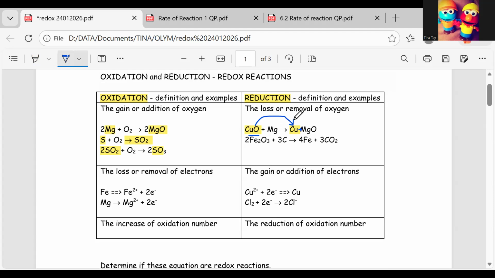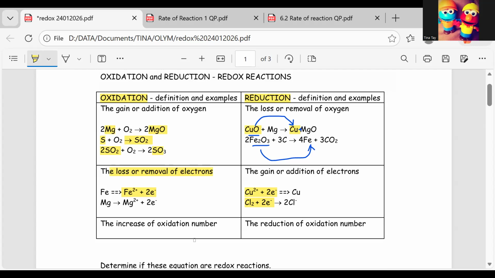And then Fe2O3, same thing. Here it has oxygen, then suddenly no oxygen. So we say it is reduced. Now, loss or removal of electron. If you lose electron, it is oxidation. If you gain electron, it is reduction. So if the electron is at the back, it is electron loss. If you gain electron in front, it's reduction. And then finally, increase or decrease of oxidation number.